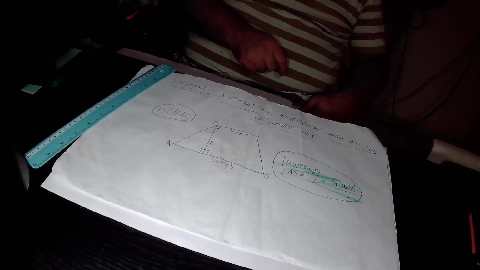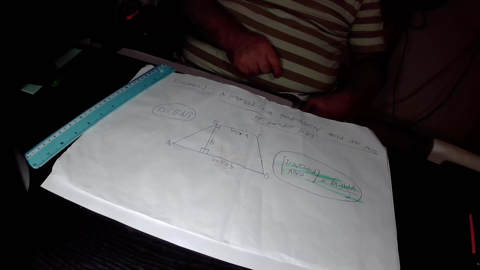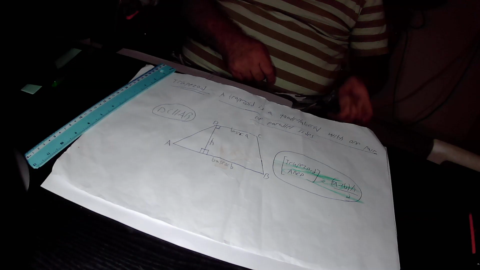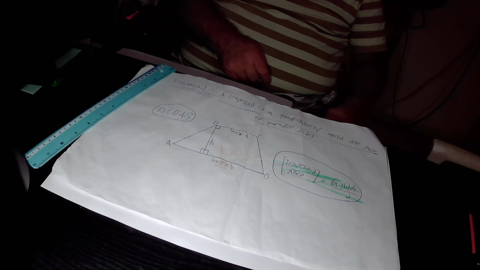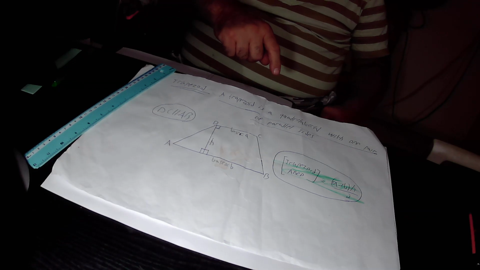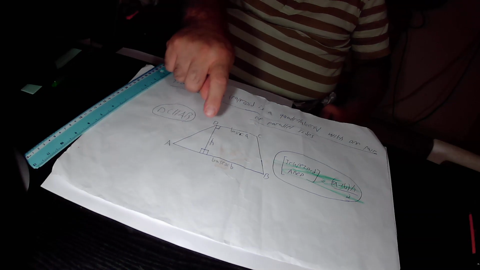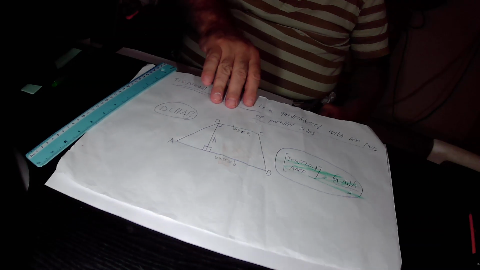So in conclusion, we can say that a trapezoid is a quadrilateral with one pair of parallel sides, and the area of any trapezoid equals the sum of its two parallel bases, A plus B, times the height edge over 2. The height edge must create 90 degrees with the two parallel bases.